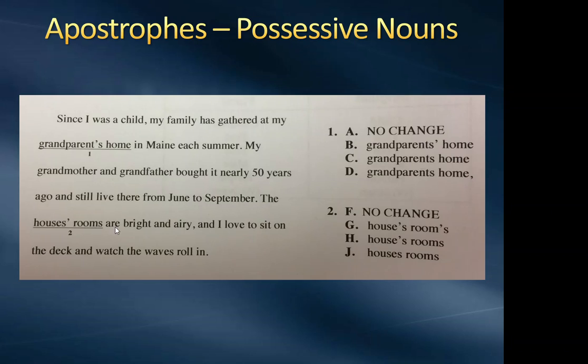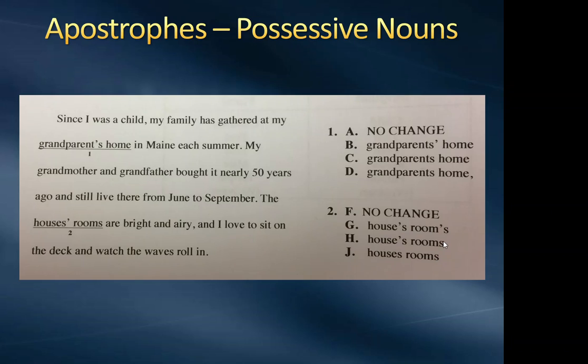All right, let's look at the next one. The house's rooms are bright and airy, and I love to sit on the deck and watch the waves roll in. So how many houses are there? There's one house, right? We're talking about the grandparents' home. There's one house. So do we need the no change option that has S apostrophe? Do we need G, which is the apostrophe S, and another apostrophe S for the rooms? Or do we need H, which is just apostrophe S, and then rooms without an apostrophe? Or do we need no apostrophes in this sentence?